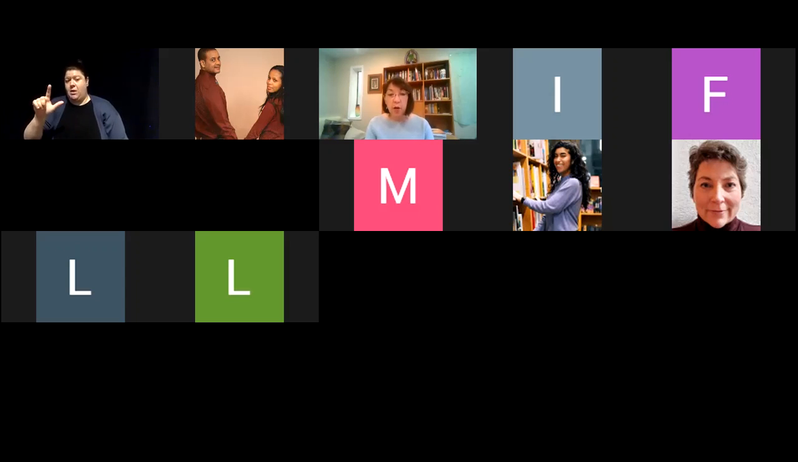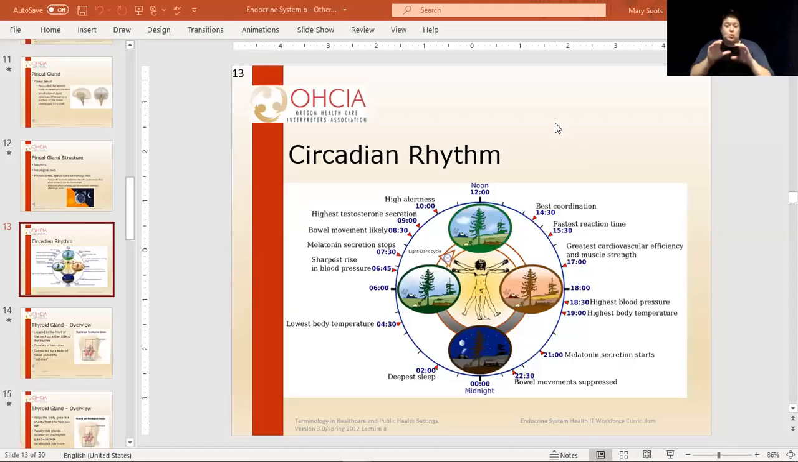Okay, and so it tells your body to go to sleep. It tells your body to wake up. It tells your body to, you know, everything that you do. So what you're seeing here on my screen right now is the circadian rhythm. The circadian rhythm starts on this particular clock at 12 o'clock noon up on top, okay?